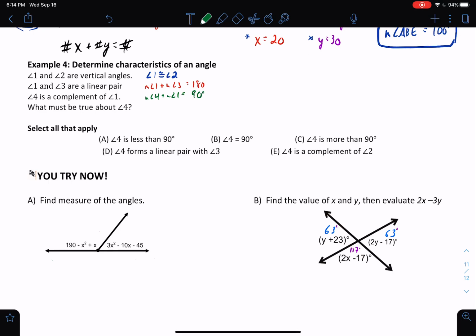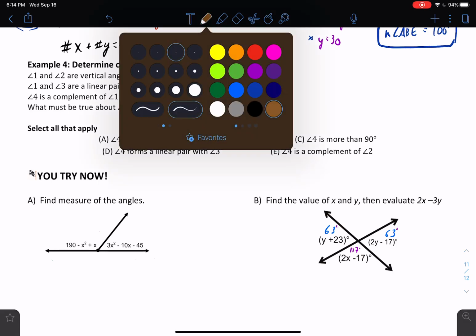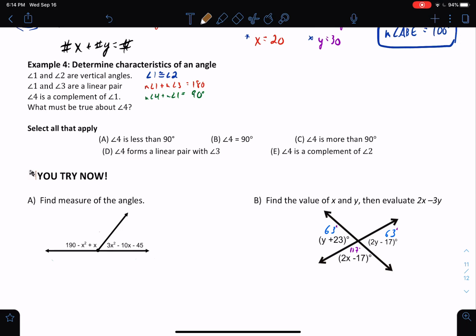Okay, so now that we've listed everything that we can conclude from these statements, what must be true about angle 4? All right, so angle 4 is less than 90 degrees. Well, that has to be true because angle 4 plus angle 1 has to equal 90. So angle 4 has to be less than 90. It can't be 90, or else why would it plus measure of angle 1 be 90? All right? It can't be more than 90 because angle 1 can't be negative. Okay, and angle 4 plus angle 1 has to equal 90.